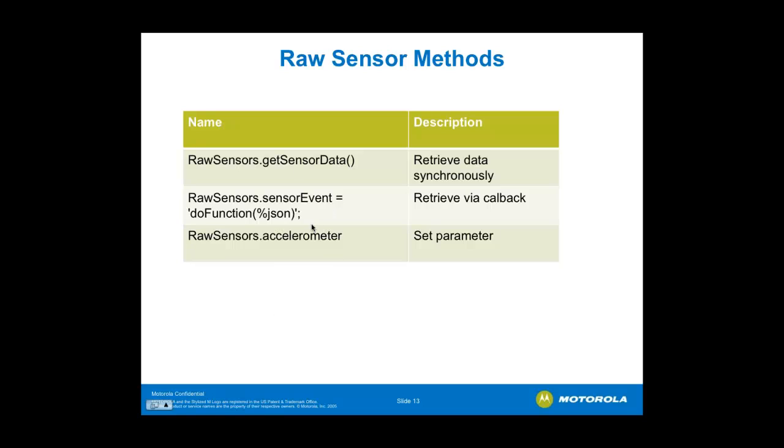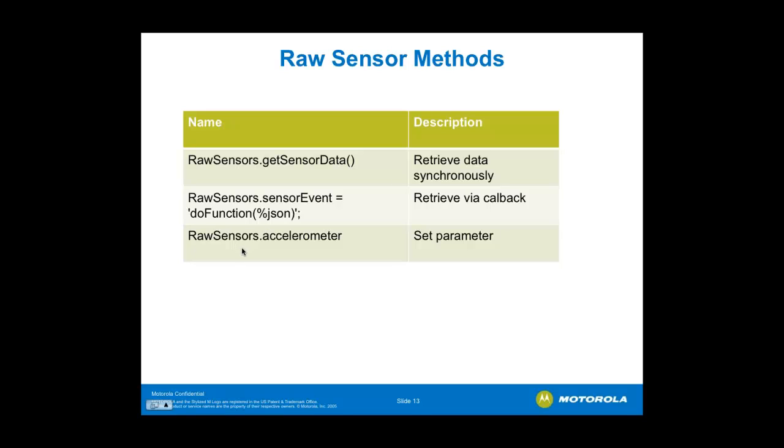So let's talk a little bit more about the raw sensor, the way that you do things. Very, very simple. You use get sensor data to do a synchronous call and just get the data back. That's not really a great way of doing things. We're all about callbacks, right? Callbacks are reliable. They create a more performant app. You can make the screen responsive, so please do the callback. So the callback is what you do: you say raw sensors sensor event and you give it your callback function.